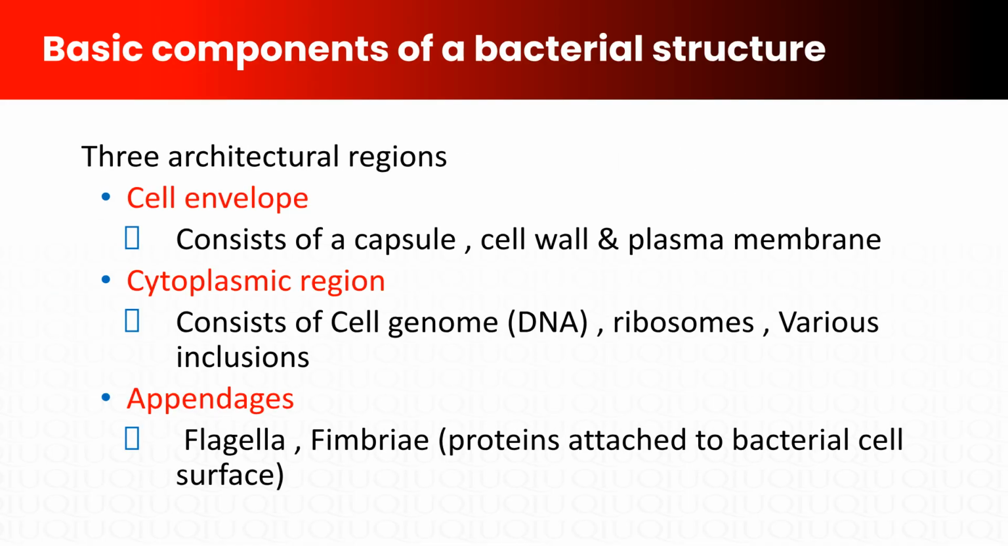The basic components of a bacterial structure can be divided into three architectural regions: the cell envelope, the cytoplasmic region, and the appendages. The cell envelope includes the capsule, cell wall, and plasma membrane. The cytoplasm contains the DNA, ribosomes, and various inclusions. Appendages are structures like flagella and fimbriae.